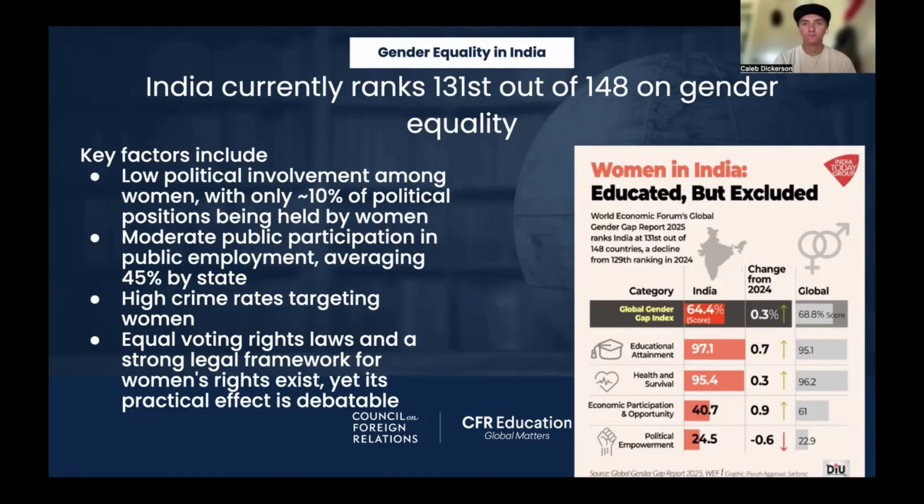However, besides this, India has equal voting rights laws and multiple other laws that have been given that seek to help women and protect women's legal rights. Yet its practical effect, largely as a result of India's society and cultural patriarchy surrounding men in society, often makes this effect debatable.